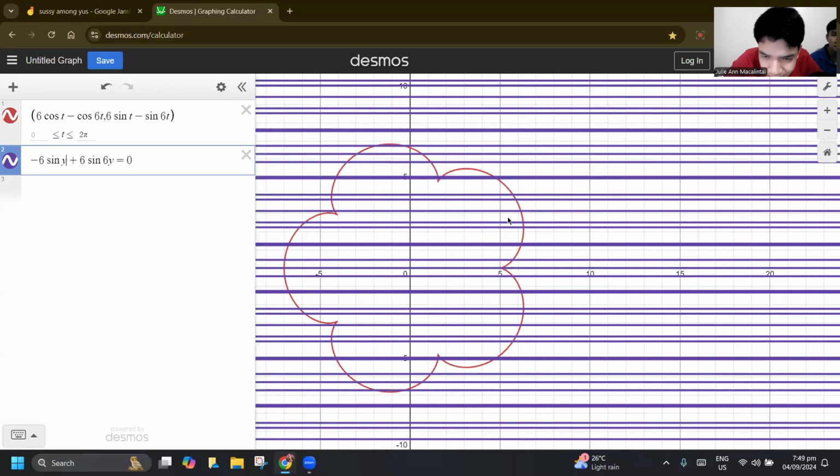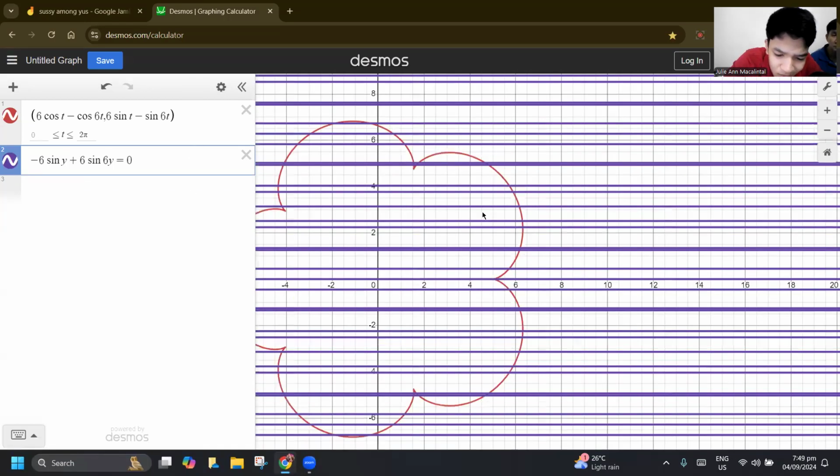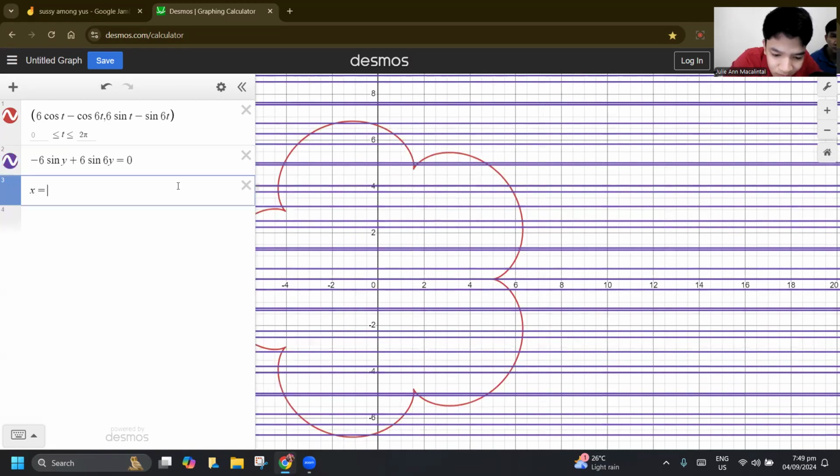There. Now I'm going to put the correct answer, so we can just see where it is. x equals 7 cos pi over 7.